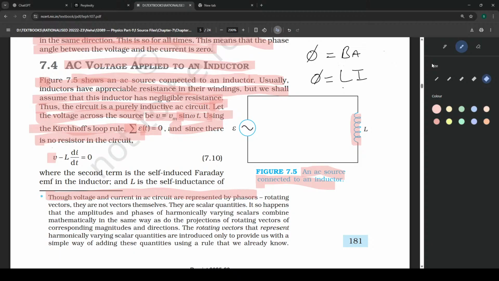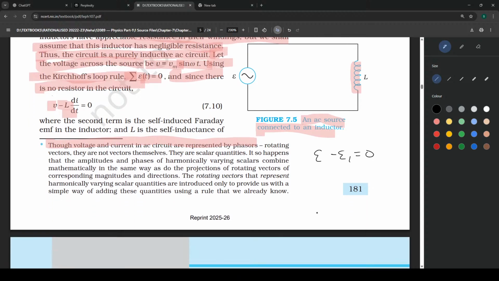Basically, why we got this is because in KVL we apply E minus E1 equals 0, and this E1 is the potential difference due to this inductor. This E1 we can find out through Faraday's law, which is equal to minus d phi by dt.